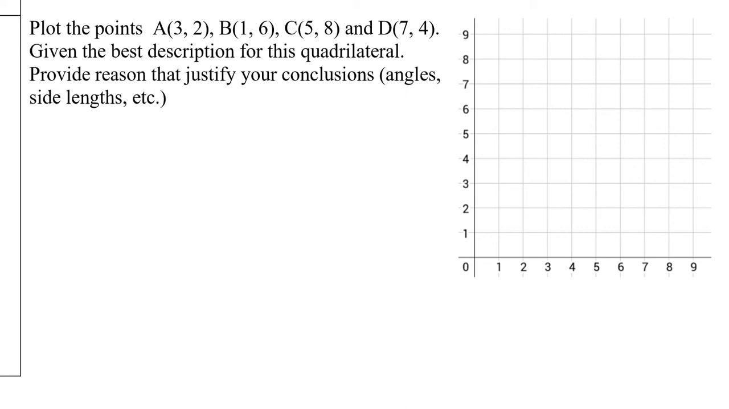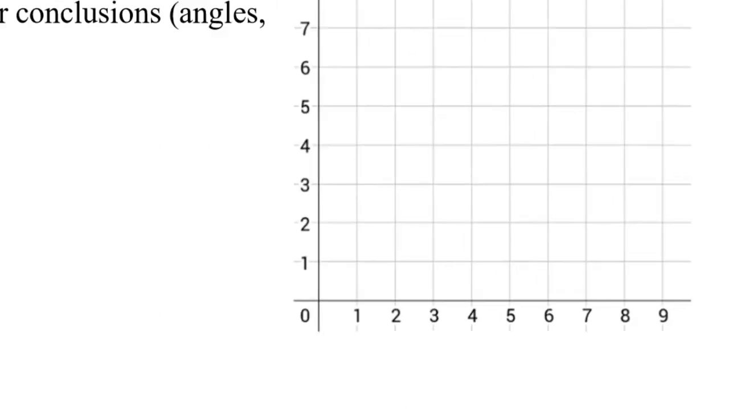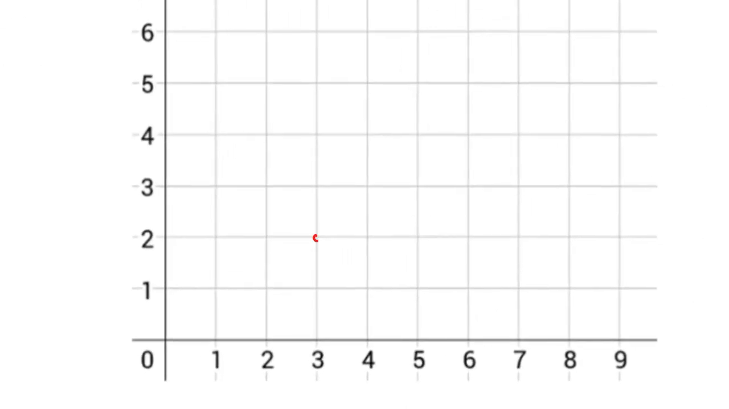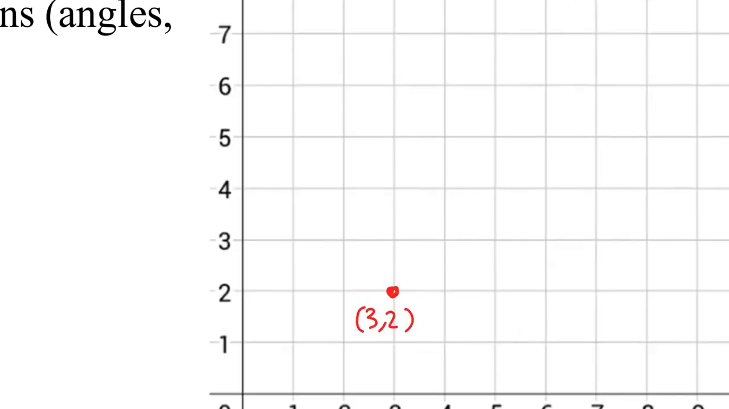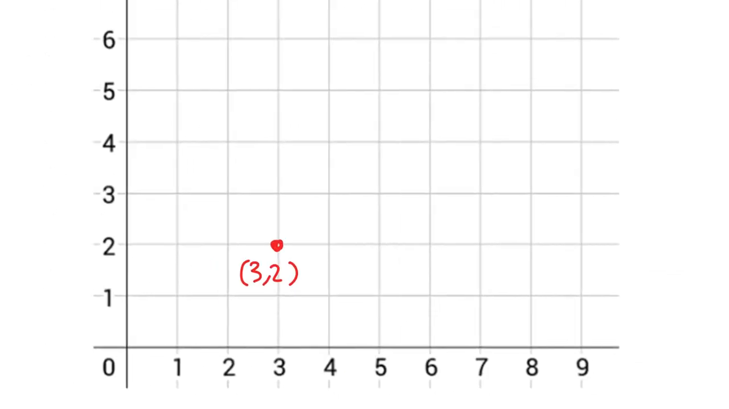So I'll start with A, which is going to 3, 2. Actually, it's convenient for me to write the 3, 2 as I do it. So A is at 3, 2. B is at 1, 6. So I'm going to go 1 and then up to 6 right here. So I'll write B is at 1, 6.